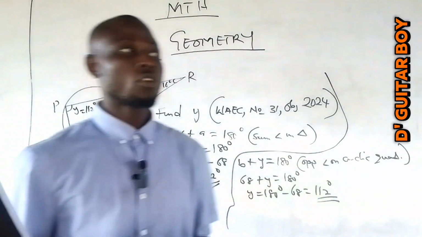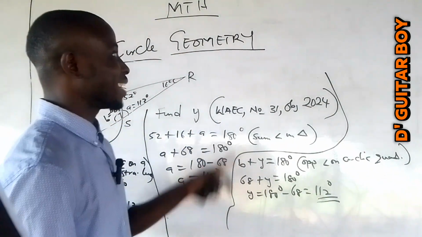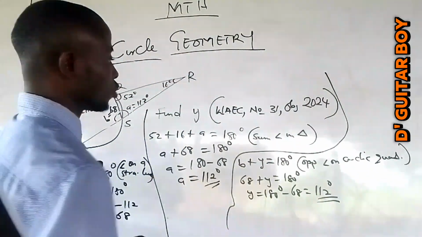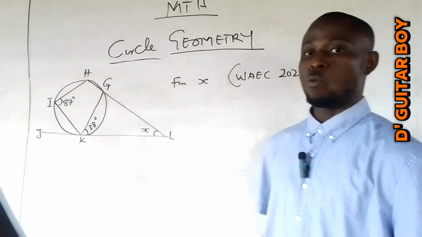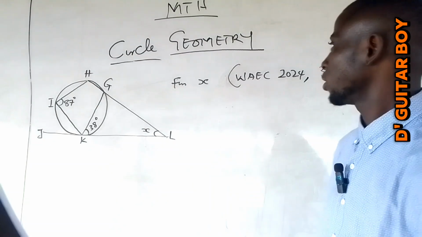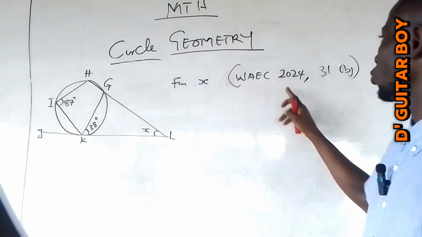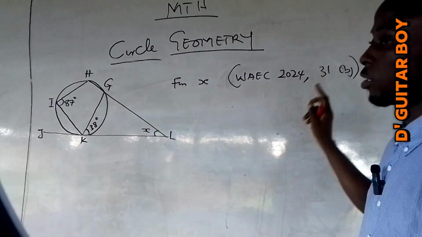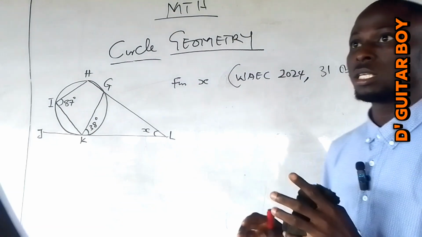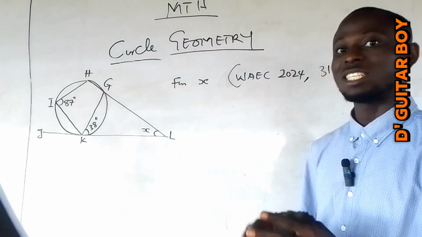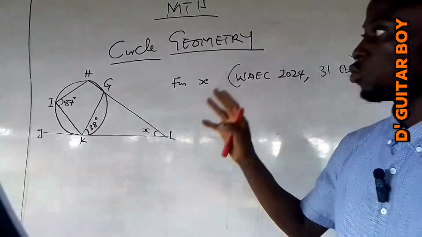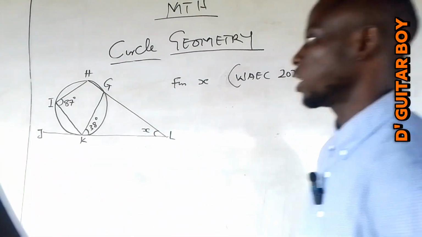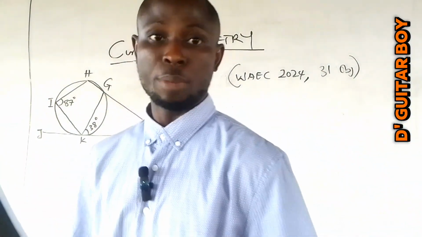So we are going to solve another problem, another WAEC question from the same year, based on this. This is another question under cyclic geometry. This is the WAEC 2024 question, number 31. Sorry, the first one I misnumbered; that one is number 30. This one is number 31. So we are going to solve this question. You will see they are very close on the past question.